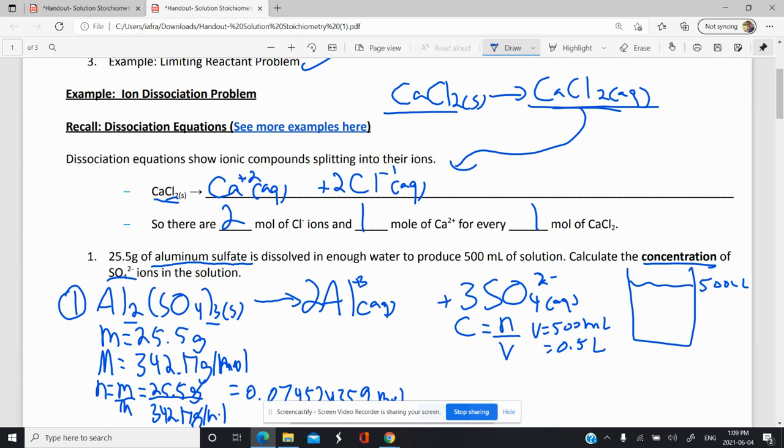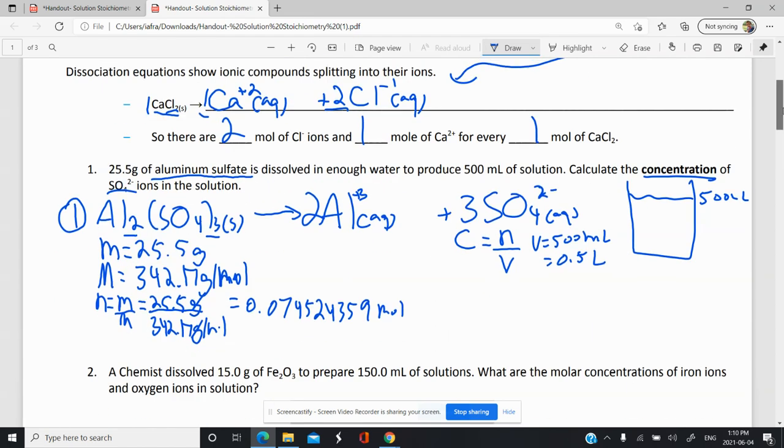And the mole ratios apply in much the same way they would in any chemical reaction. So for example, we have a 1-to-1 ratio over here, and then a 1-to-2 ratio over here. So you have 2 moles of chloride for every 1 mole of calcium, 2 plus, for every 1 mole of calcium chloride.